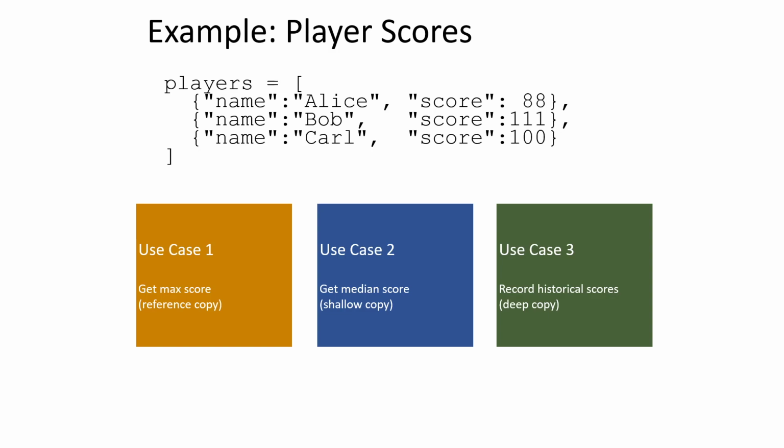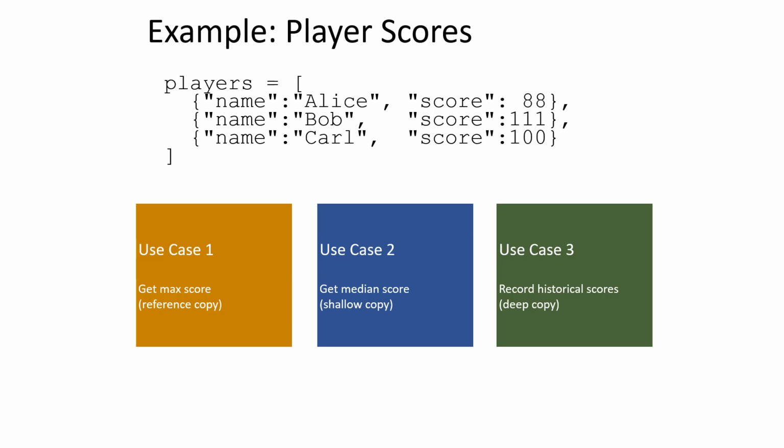And then in use case number 3, I'm going to be taking a look at their halftime scores, 88, 111, and 100. They're going to score some more points. I'm going to record the final scores at the end of the game, and then we'll see how many points they scored during the second half. But in order to retain all of that data, I need the deep copy to get all of the values.